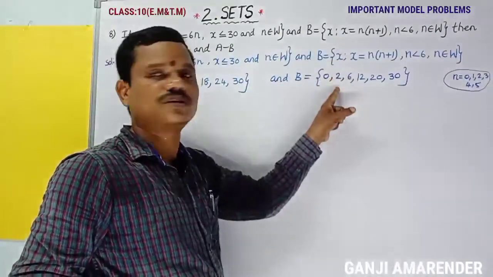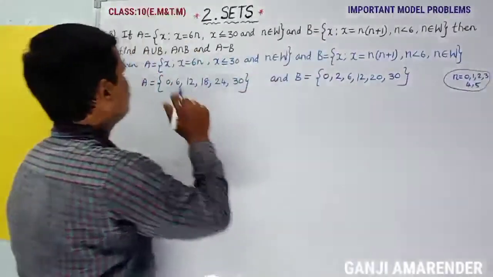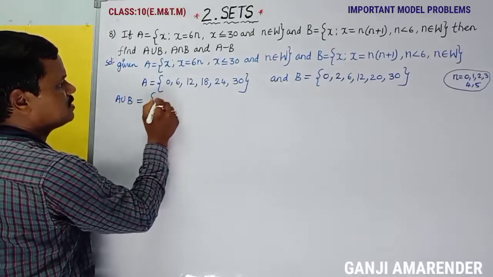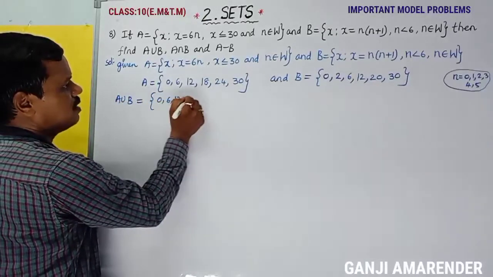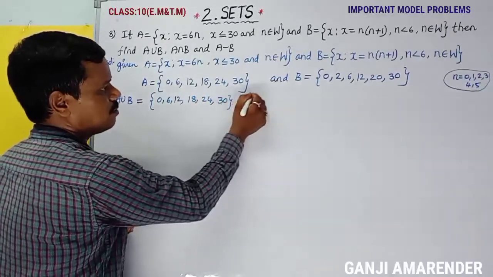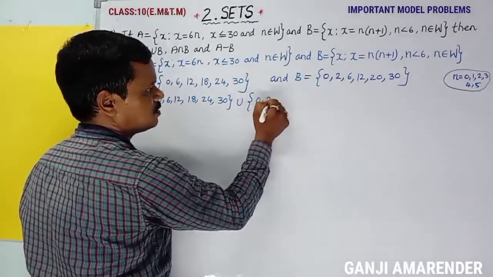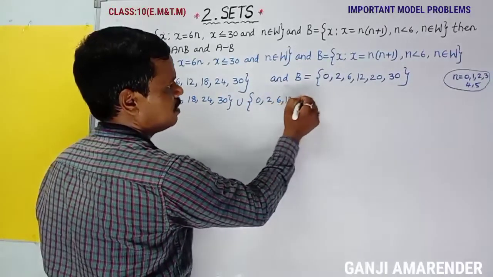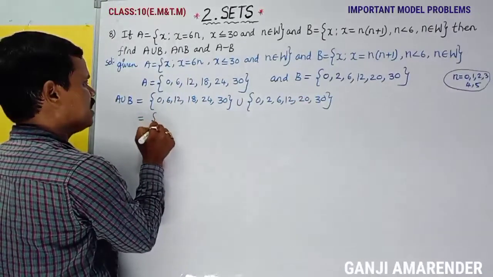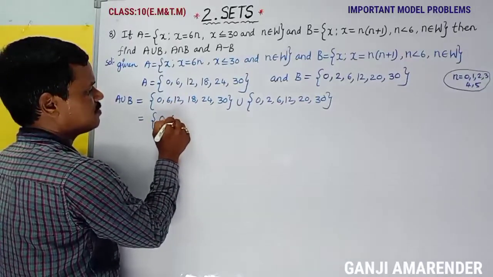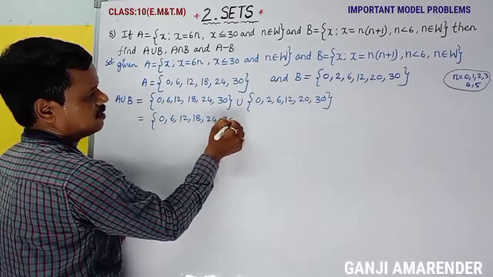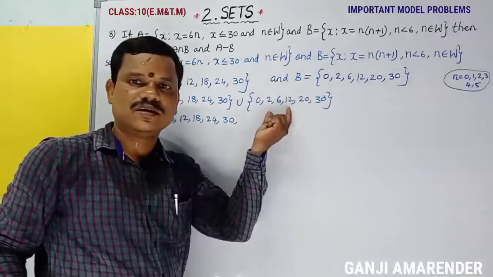We have written the set in roster form from set builder form. Now find A union B and A intersection B. A union B means write the set A: 0, 6, 12, 18, 24, 30. Union B means write the set B: 0, 2, 6, 12, 20, 30. A union B means write all the elements of set A and then the elements of set B.